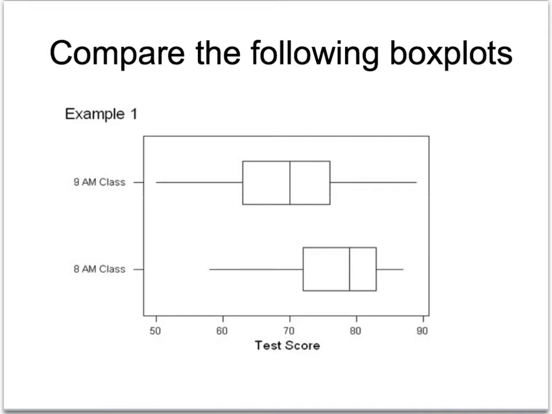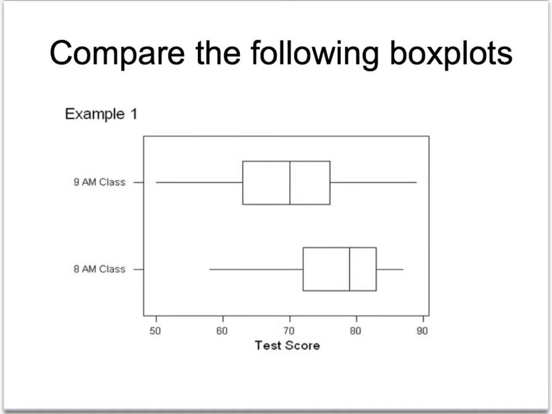Okay, so with the following example, this is comparing 2 different class times and the scores that they made on their test. First of all, the 8 a.m. class has more of a skewness, but the 9 a.m. class has the largest value. The 9 a.m. class also has the smallest value.